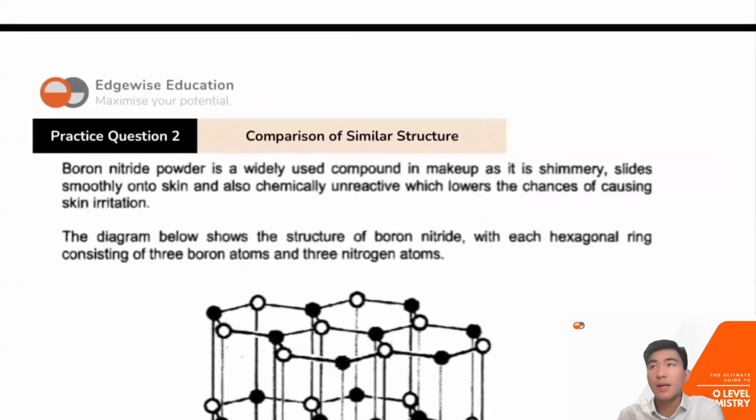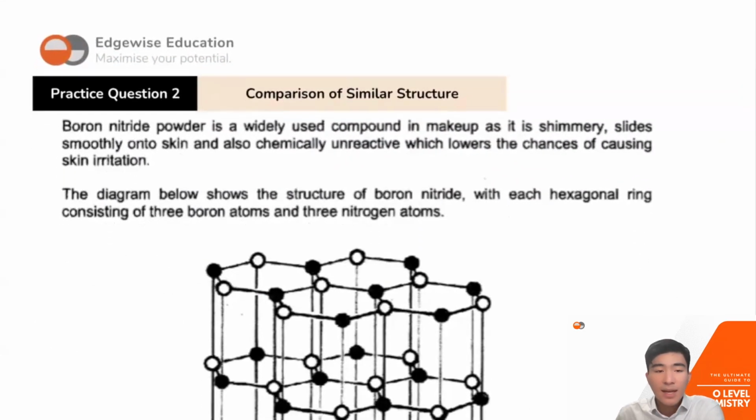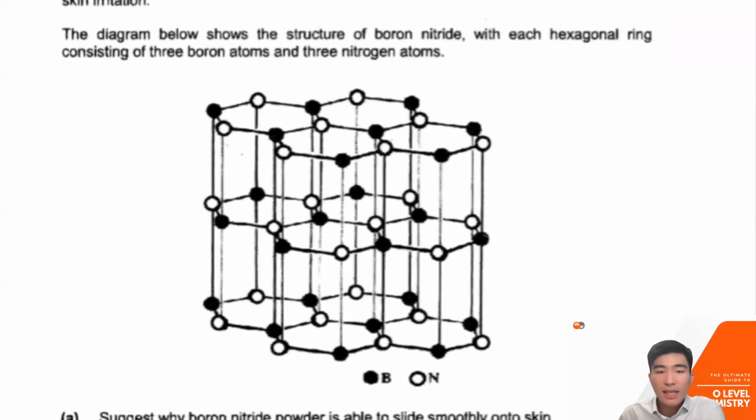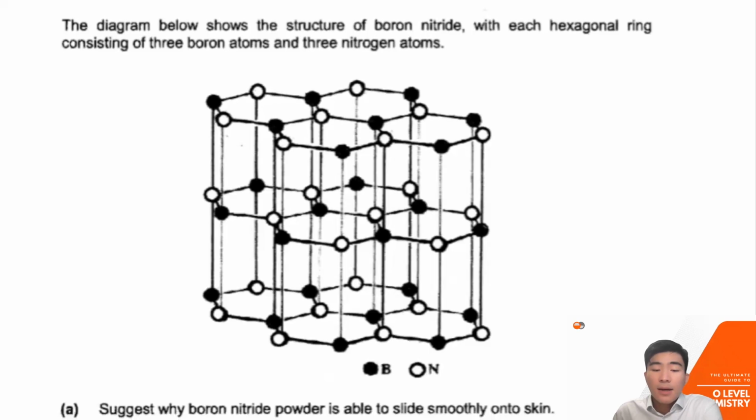We are going to wrap up very, very soon. Now, they tell us that there's the compound known as boron nitride. It is a widely used compound in makeup. It is shimmery, slides smoothly onto skin, and chemically unreactive. They tell us that the structure is very, very similar to that of graphite. Can you see it is hexagonal rings, with layers of hexagonal rings.